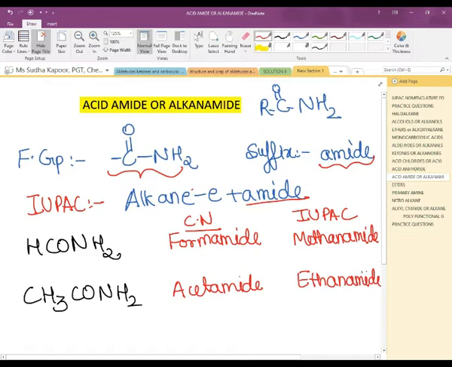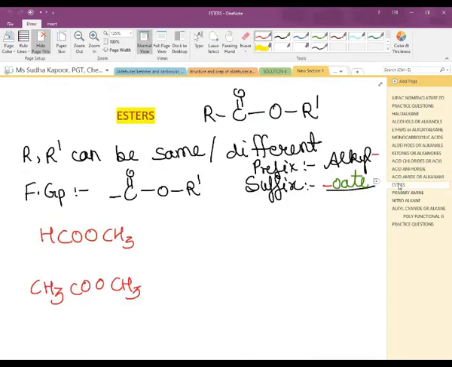Now the other functional group is esters. We have heard about it in class 10, that they are pleasant fruity smelling substances obtained when water is removed between an acid and an alcohol. So let us come to the esters. We have heard about esters in class 10th when we studied the condensation reaction between the acid and the alcohol.